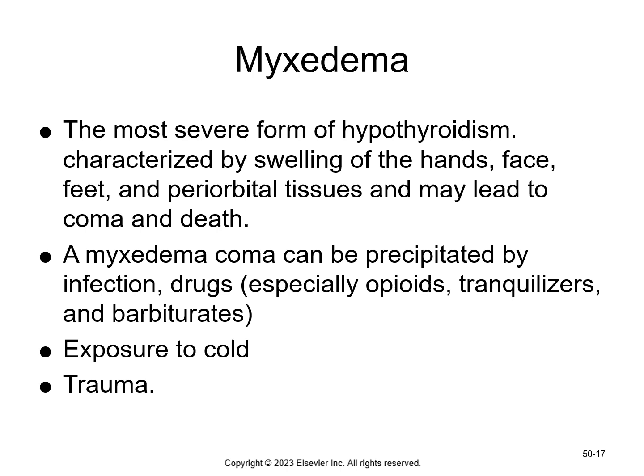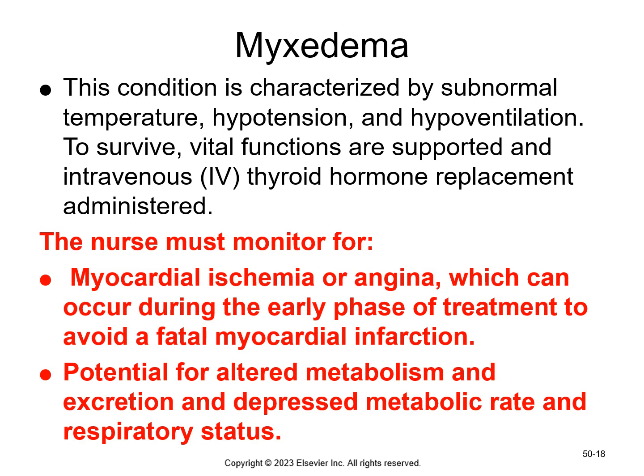This condition is precipitated either as a result of infection or certain drugs, like when patients with hypothyroidism take excessive amounts of drugs like opioids, tranquilizers, or barbiturates. All of that can precipitate myxedema coma in patients. Or extreme exposure to cold, any trauma, or any stressful condition in the body can also precipitate this. It's characterized by subnormal temperature, hypotension, and hypoventilation. So just the opposite of sympathetic nervous system stimulation.